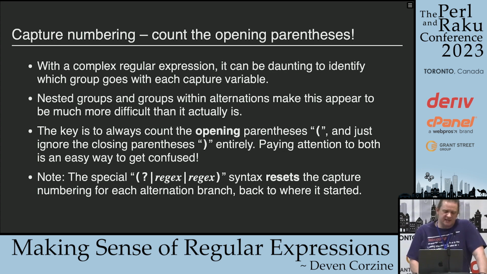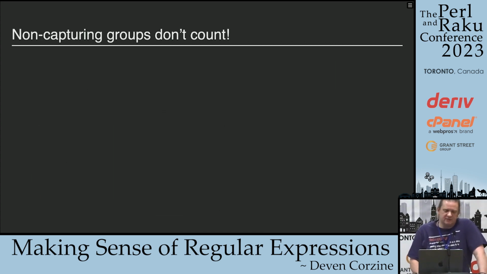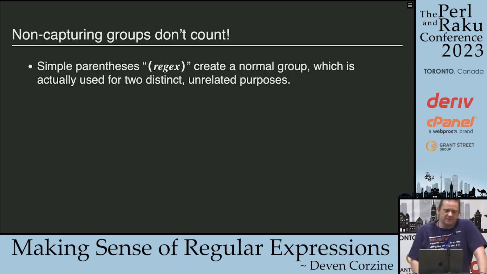But note, there is a special branch alternation syntax with the open paren question mark vertical bar. That syntax will reset the capture numbering for each alternation branch back to where it started. So if the first one was $1, the second one would also be $1 if it matches, and third and fourth, whatever. Which is a convenient thing. And there is another caveat to this, that non-capturing groups don't count.